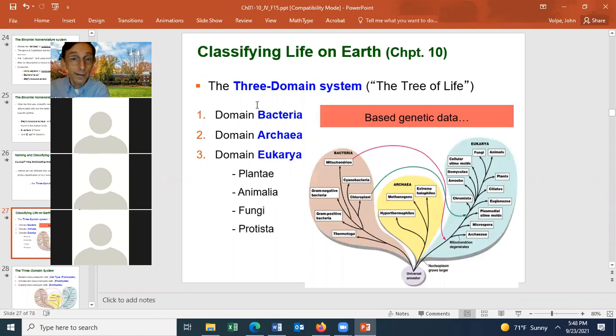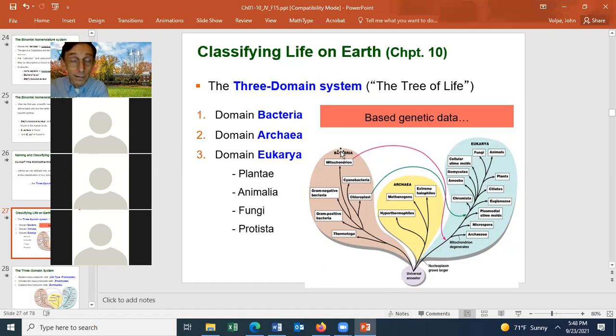So all organisms are classified into 3 domains, and we can call these 3 domains the tree of life, because here's the tree of life, and it sort of looks like a tree with 3, I don't know, 3 trunks maybe. Any question about that?